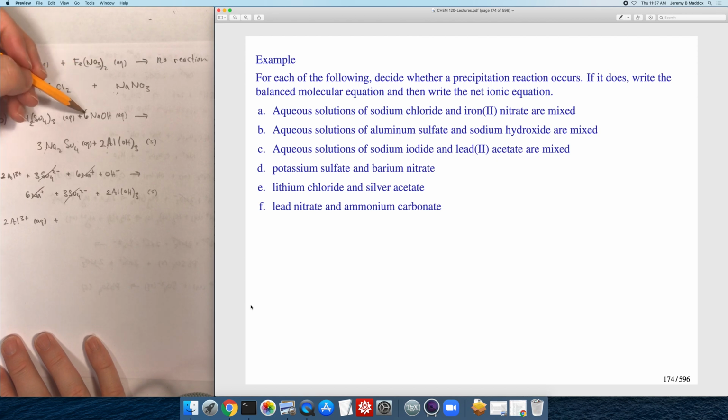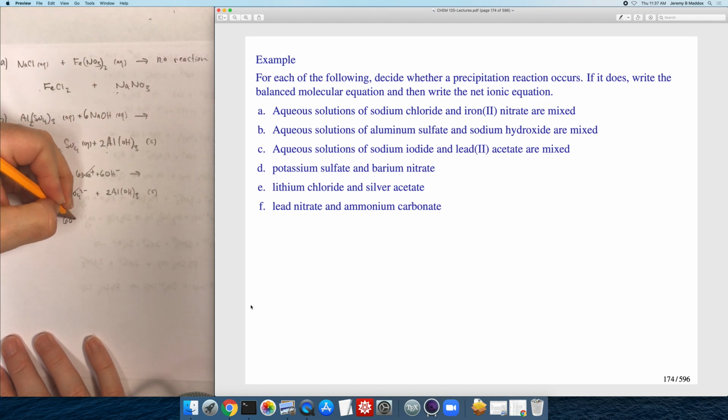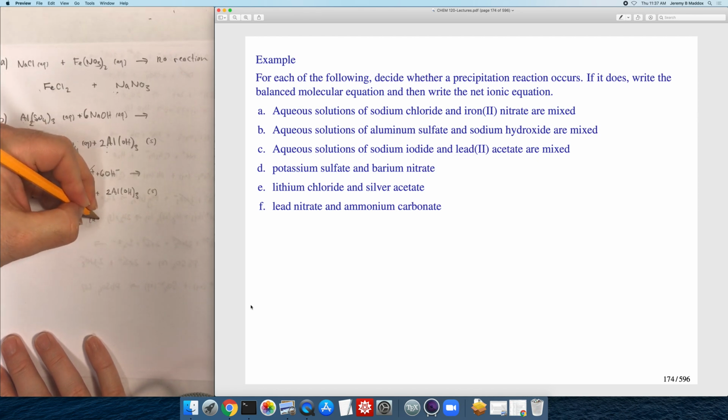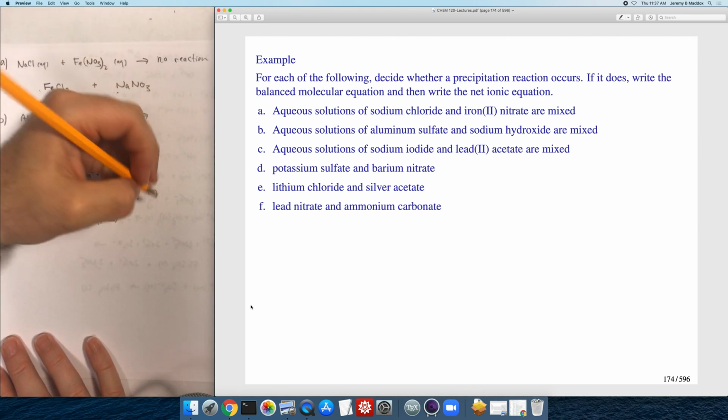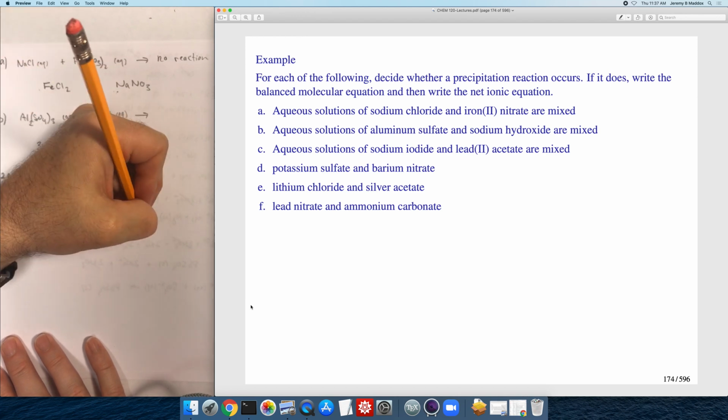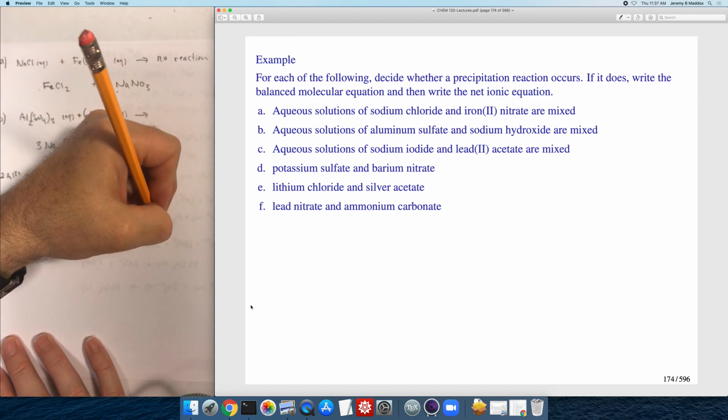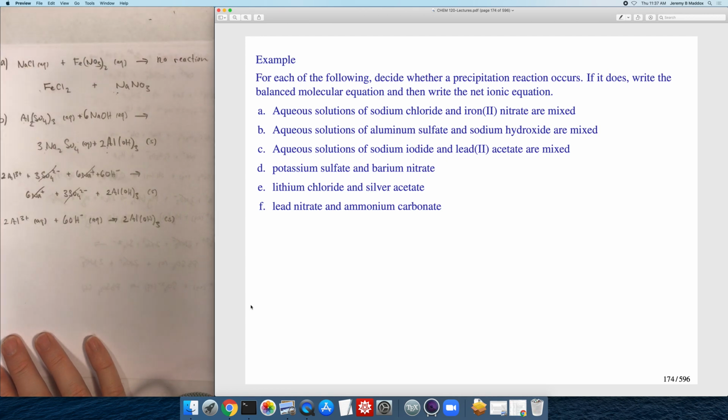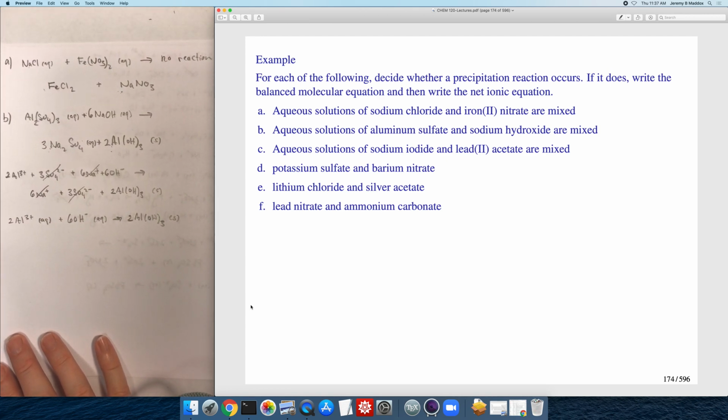You can see that I made a slight error here. I forgot to carry my 6 down for the hydroxide, so I'm going to put that back in. And then we've got our products, the precipitate. So that's the net ionic for this precipitation reaction. Let's see, I think I should do one more. Yeah, let's just go ahead and do part C.